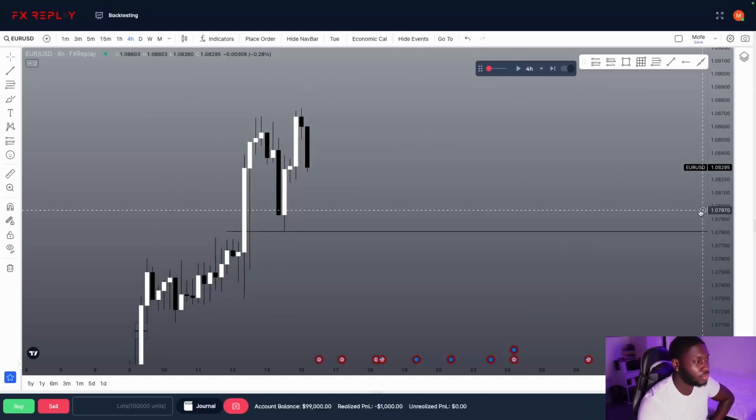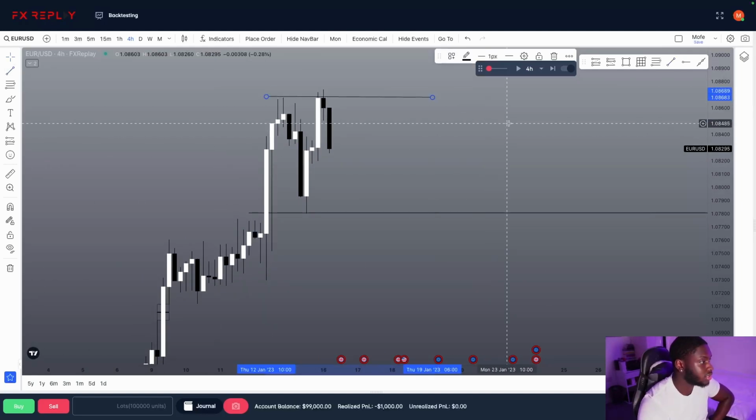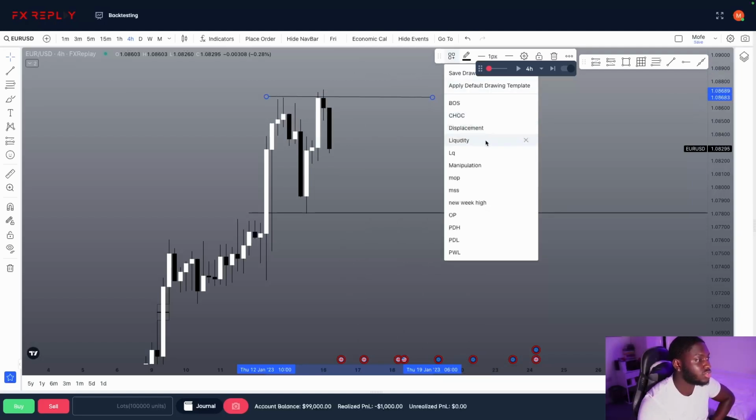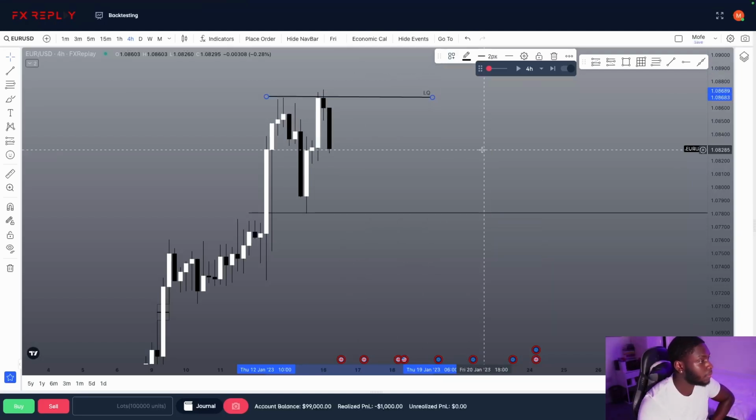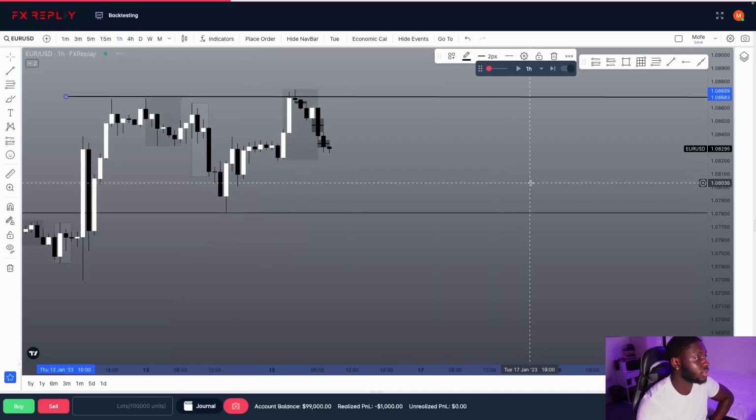Daily's bearish. H4 doesn't really tell us anything. Not really. Other than the fact we swept this H4 high. There's really nothing extra. But this could be used as a key POI for reversal to the downside, so I do have that in mind. Let's drop down to the hourly, see if we can find something better.